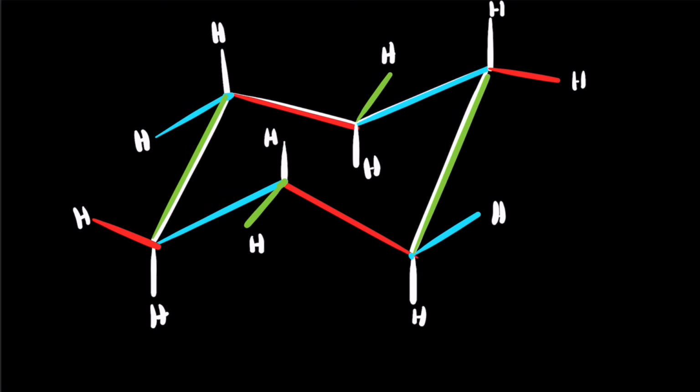This is how you can draw the structure for cyclohexane in its correct conformation. So this here is the chair conformation for cyclohexane. Now, once you have done the chair conformation, let's try and understand what each of these mean here.